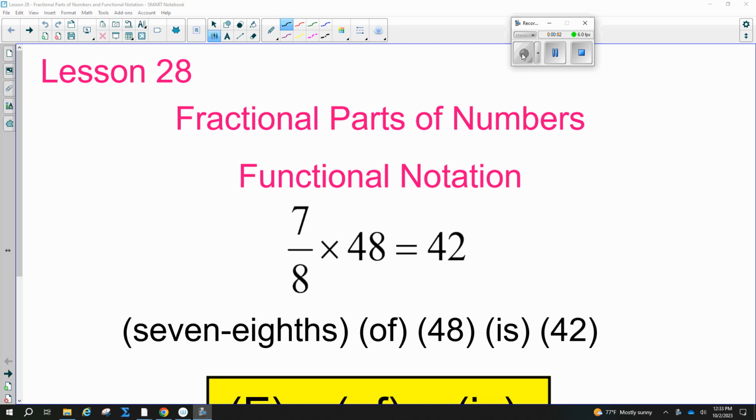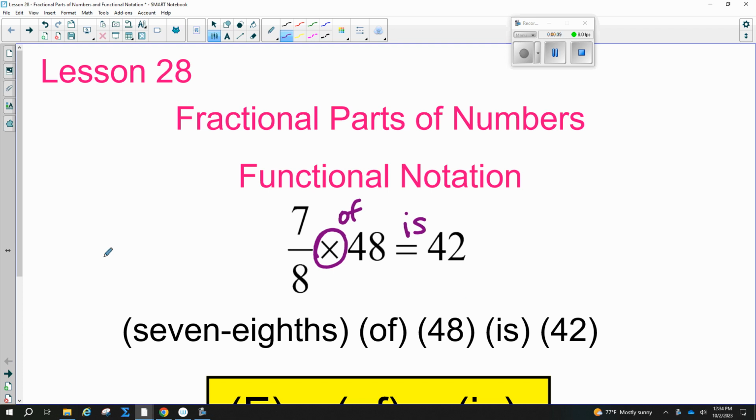All right, lesson 28, fractional parts of numbers and functional notation. If you just write down 7/8 times 48 equals 42, some terminology: this little times sign means "of," 7/8 of 48. And another word for equals is the word "is." So you definitely want to know: of means multiply, is means equal.